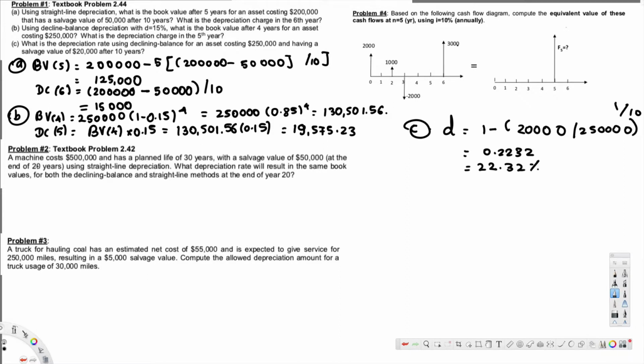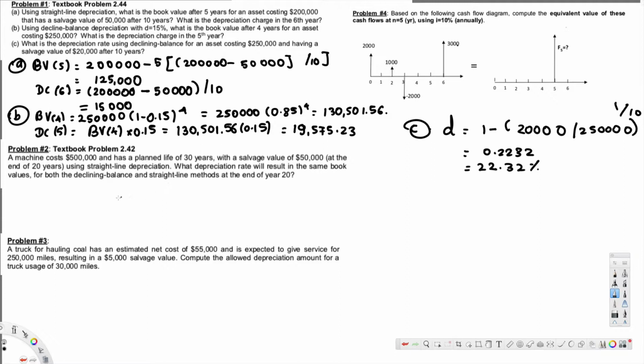Now let's look at the second part. A machine costs 500,000 and has a planned life of 30 years with a salvage value of 50,000. At the end of 20 years, using straight line depreciation, what depreciation rate will result in the same book values for both declining balance and straight line methods at the end of year 20?